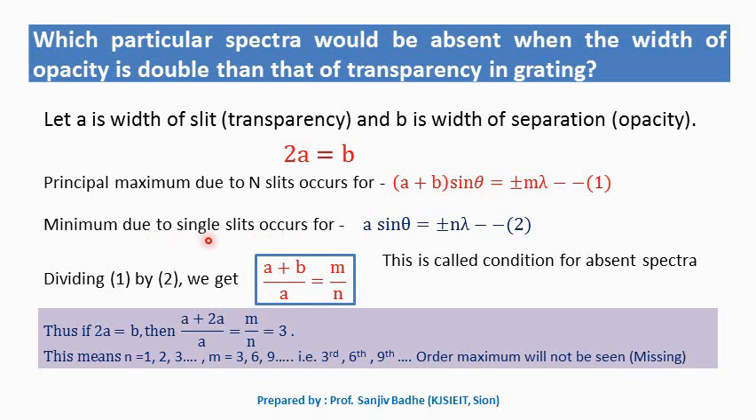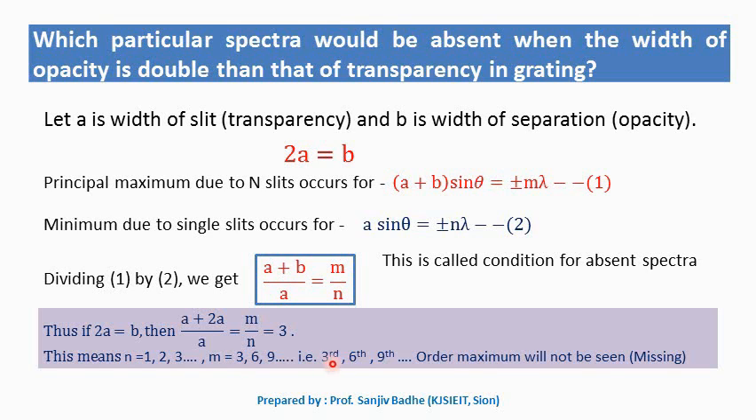Minimum due to single slit, condition for minimum due to single slit is A sin theta equal to plus or minus n lambda. Let us divide equation 1 by 2. So sin theta will get cancelled, lambda will get cancelled, and we will get the condition for absent spectra, (A plus B) upon A equal to m upon n. So in this condition, if you substitute B is equal to 2A, then we can get m upon n to be equal to 3. This means that for n equal to 1, 2, 3 and so on, m is equal to 3, 6, 9 and so on.